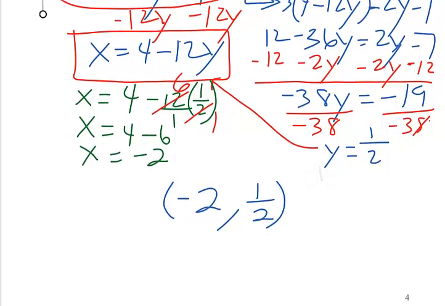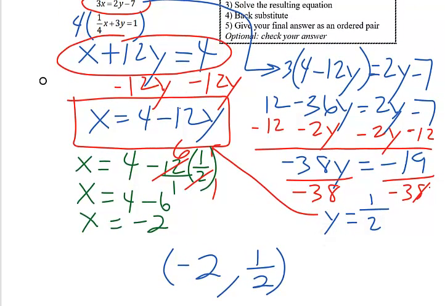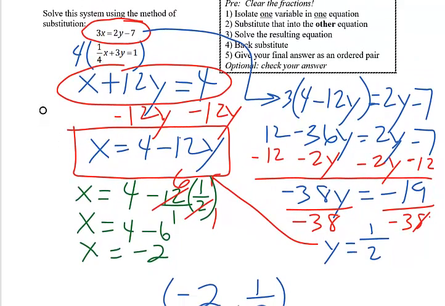There is an optional step listed last. It says, as an option, you could then go on to check your answer. This would be a great idea on a test, for example. You would simply have to go back to your original equations, and in each of the original equations, simply fill in x equals -2 and y equals 1/2, crank out the math, and make sure you get true statements in each case.